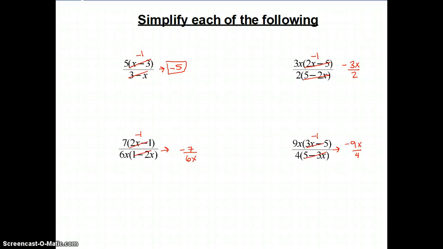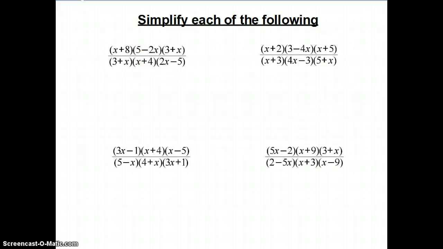First, you should have negative 7 over 6x, and second, negative 9x over 4. We're going to continue this by just adding a few more factors into both your numerator and denominator. First, we're going to look for and reduce identical factors, and then we'll look for factors that are exact opposites like we've seen in this lesson. Identical factors will simply cross out and reduce to 1, while opposite factors will reduce to negative 1.